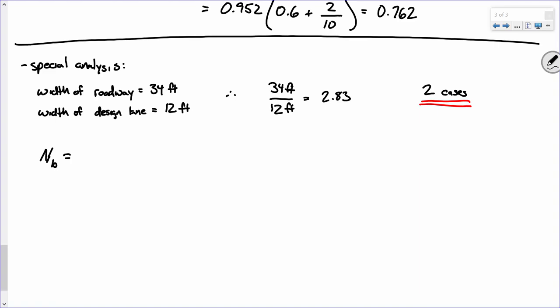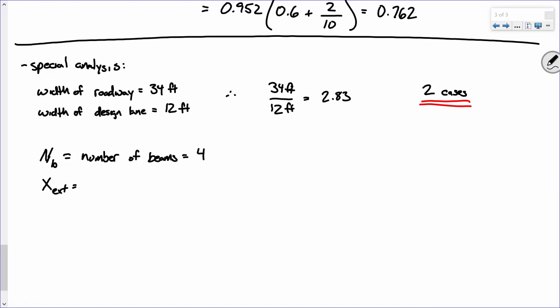Okay, NB. NB is simply the number of beams, which equals what? 4. There's 4 beams on this bridge. Okay. All right. So the next thing we need to determine is this exterior distance x.